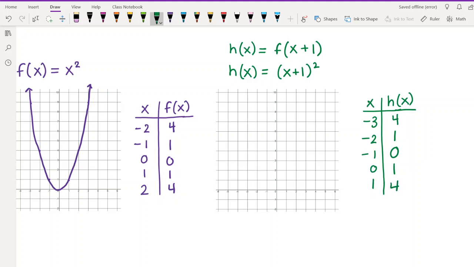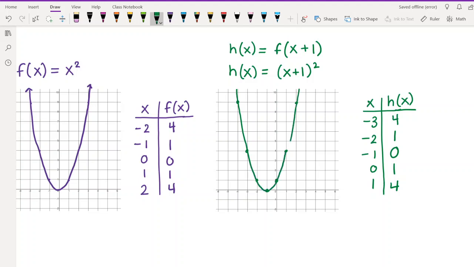So let's go ahead and sketch this graph, and then we'll talk about what's really going on here. So we have -3, 4, -2, 1, -1, 0, 0, 1, and 1, 4. And then I'm just going to plot the one additional point that is at a height of 9 just to finish out this shape.